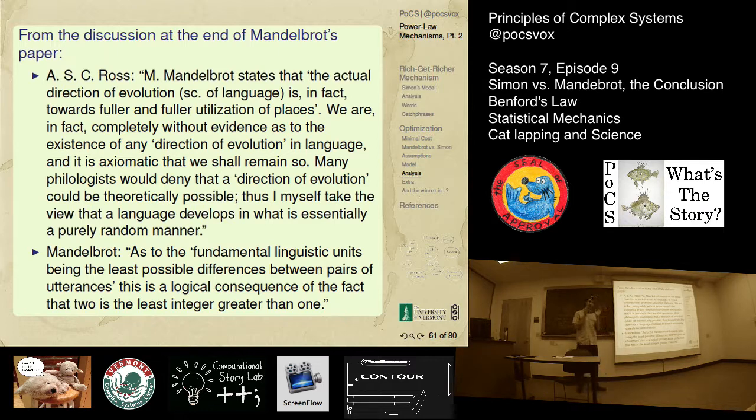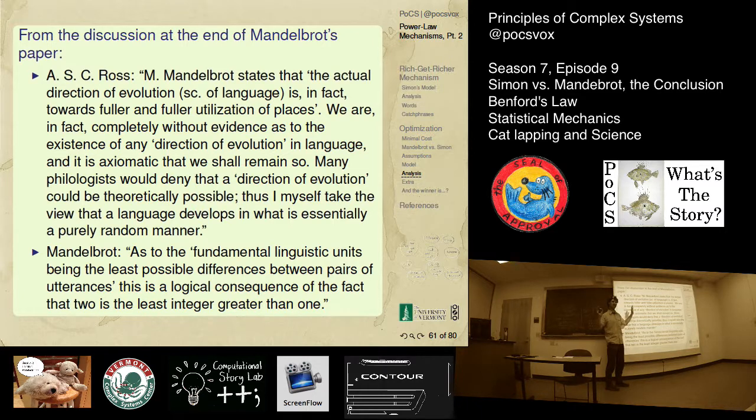So Mandelbrot's piece is part of a book, right? So it's a chapter in a book. It's not a journal publication. So there are 2 people who reply to him, and there's this one, A.S.C. Russ. Mandelbrot states that the actual direction of evolution is in fact towards fuller and fuller utilization of places. We are in fact completely without evidence as to the existence of any direction of evolution.